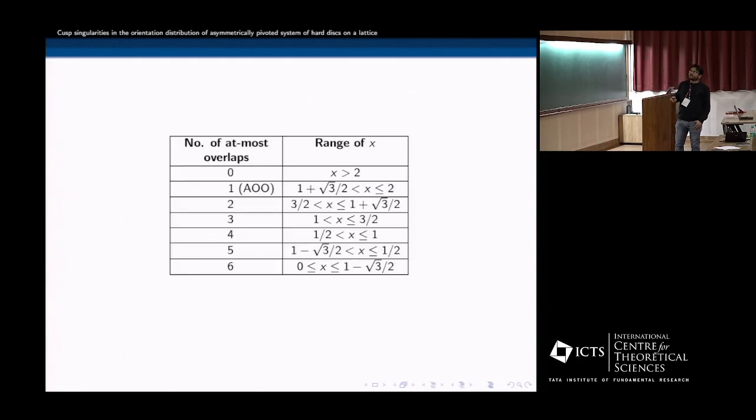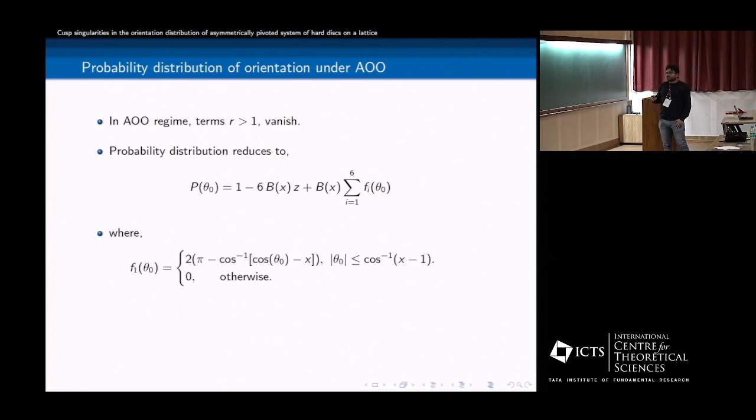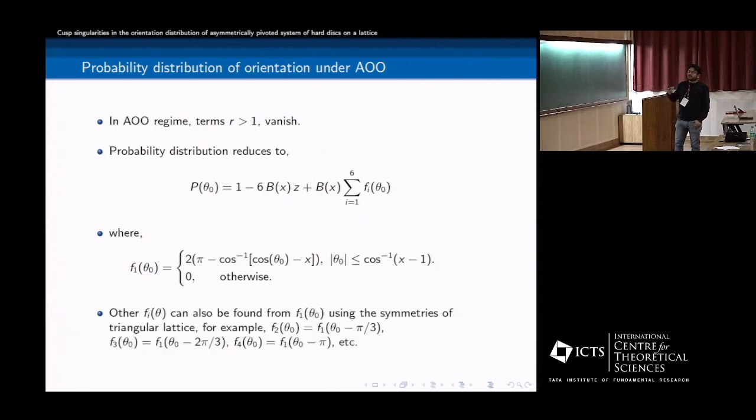So here is the regime. For example, x greater than 2, there is no overlap, and then this is the AO condition where exactly one overlap can happen, and there are the whole other regimes where you can have 2, 3, 4, 5, 6, at most 6 overlaps in this model, right? So in the AO regime, all the terms greater than 1 vanish, and you can write it again in this form, and F1 we know. Here also it is given by this quantity. Okay, and the other F_i's can also be found from F1 using symmetries of the triangular lattice.